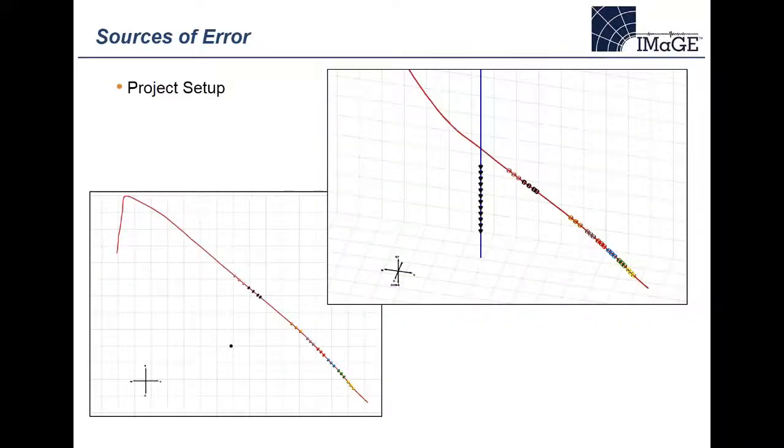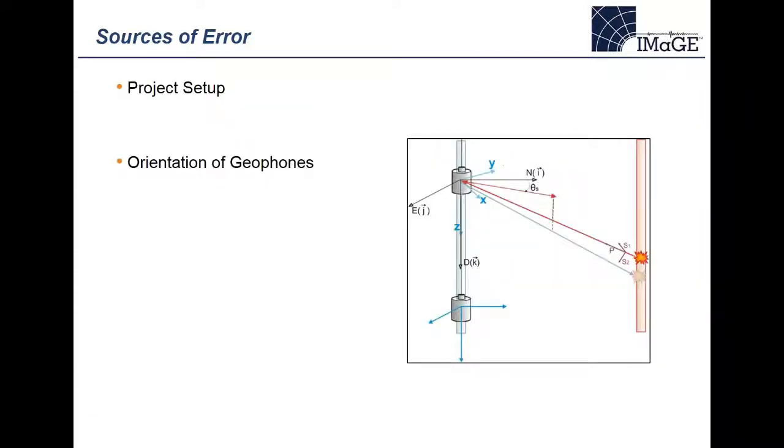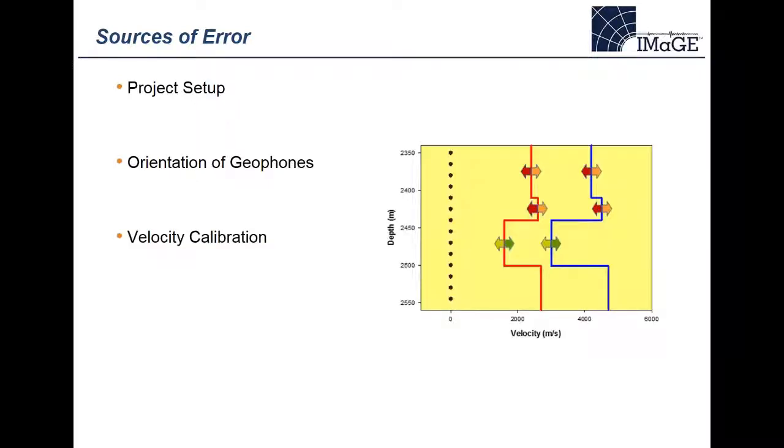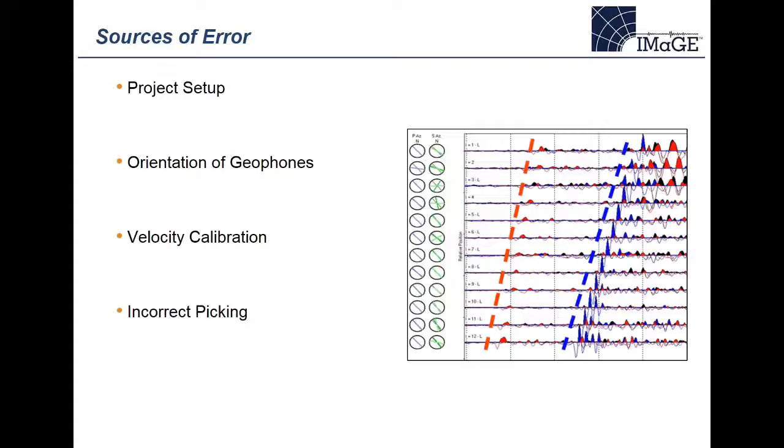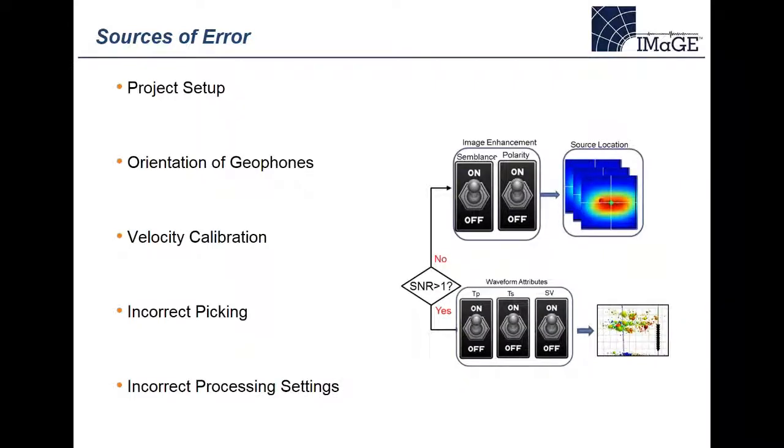So I'll go through a few of the common sources of error here and help show you what to look for if you're reviewing a data set or if you finish processing and kind of want to know what might have gone wrong. So one of the first things to check is your project setup. Then you want to look at the orientation of your geophones in your array. Check out your velocity model calibration to make sure you're using the correct velocity model for each stage. You want to look at the picking of your events to ensure that they're all picked consistently and correctly. And finally, just make sure you're using the correct processing settings from your different velocity models, your picking, your orientations, and all of that to make sure you're doing it correctly.